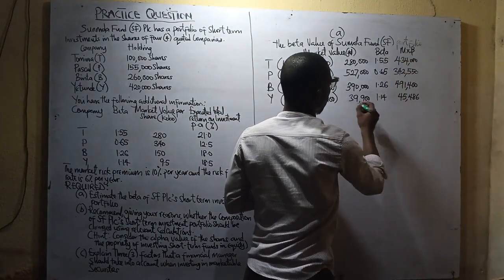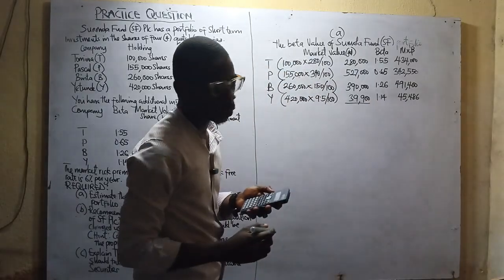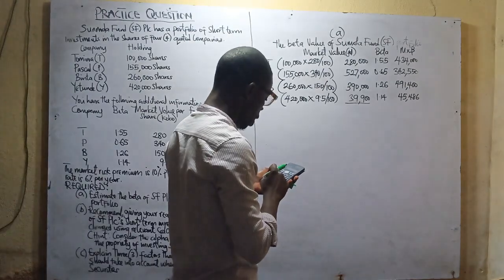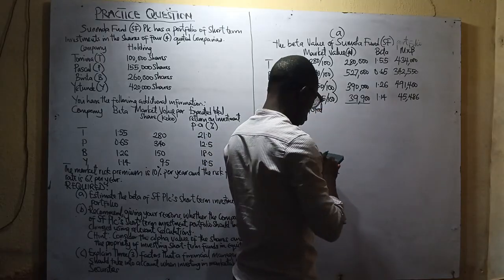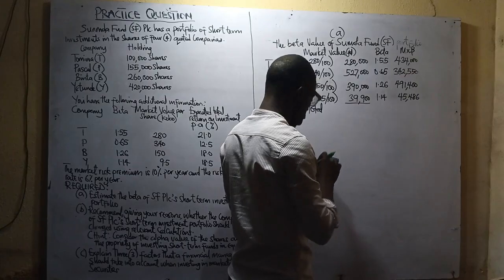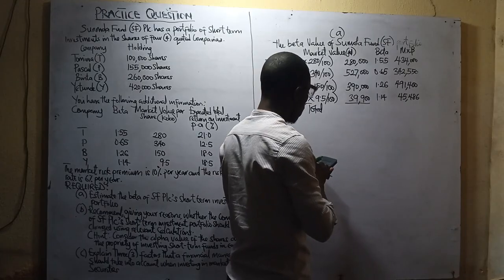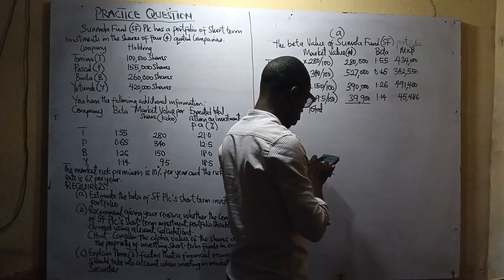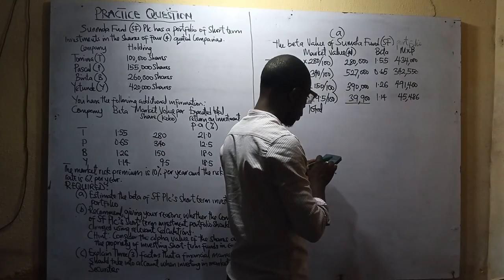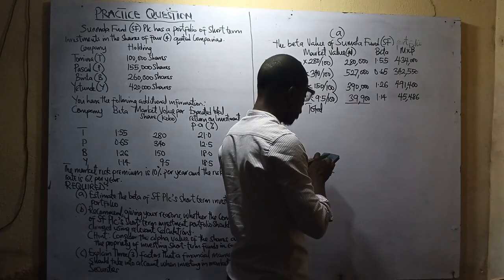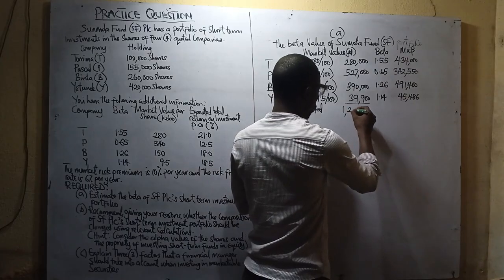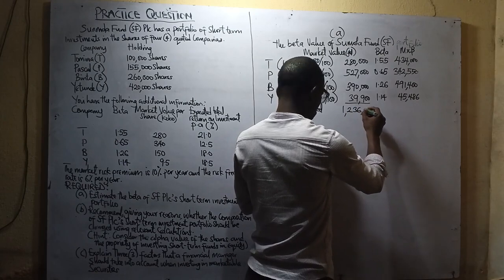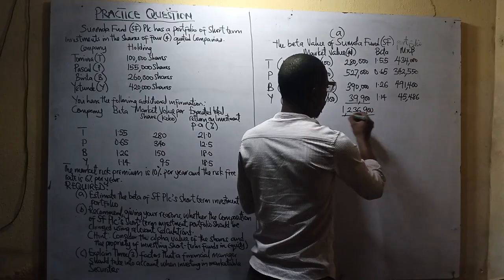Now, since we know the market value times beta, let's add the market values together. So what is our total market value? The total will now be 280,000 plus 527,000 plus 390,000 plus 39,900. So that will give us 1,236,900. So that's the total market value.